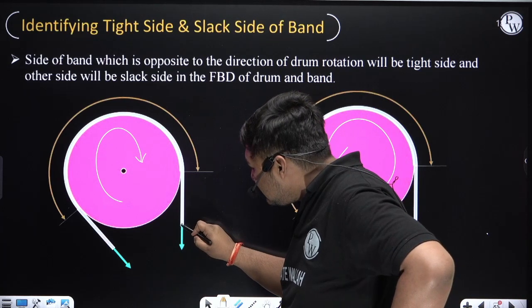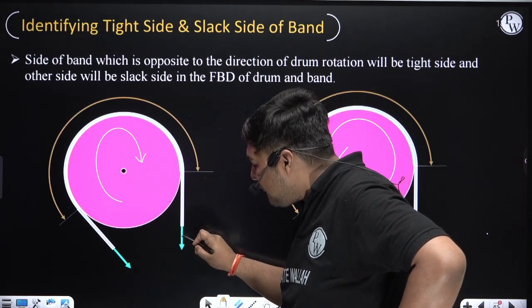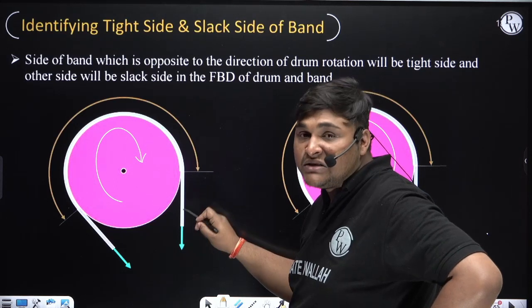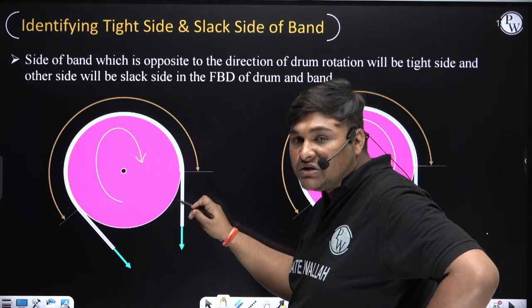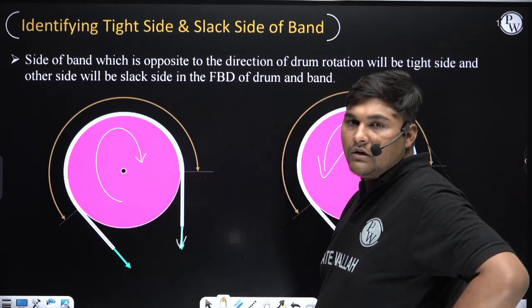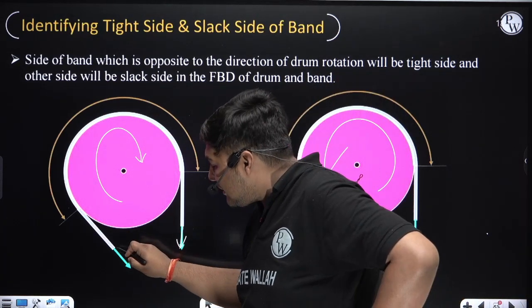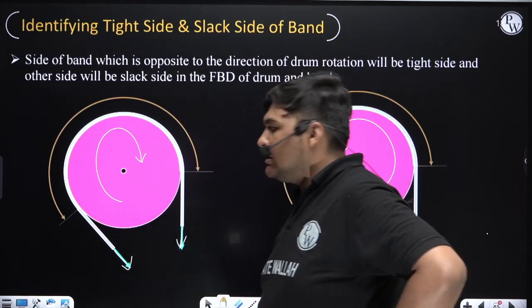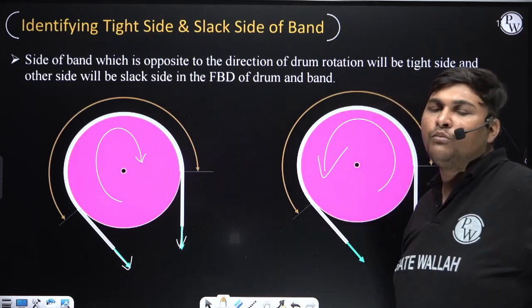Now here at this point, if I want to apply a force which is trying to elongate this band, what is the direction of tension for this band? For that we need to apply a tension like this. Okay. Similarly, here if we want to apply a force which is trying to elongate this band, we need to apply a tension like this. So this is the direction of tension on both sides of the band.